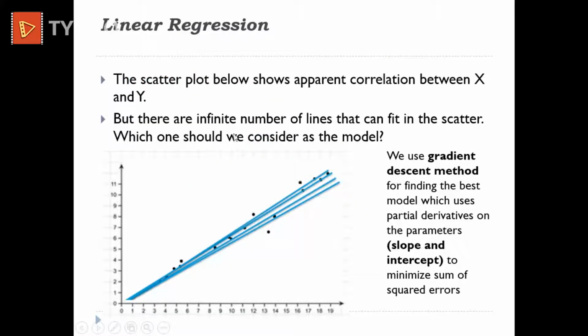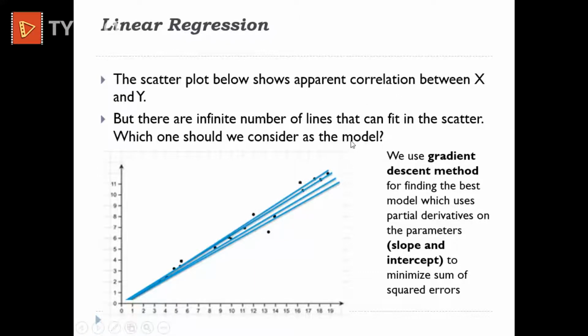Then let's take an example here for a data set, and let's see clearly what linear regression is and how it basically works. So this scatter plot below shows apparent correlation between x and y. As we see, these black dots are representing the scatter plot for our data set, and these data points are showing a positive linear trend here. But there are infinite number of lines that can fit in the scatter, right? Which one should we consider as the best fit line for our model, or the regression line?